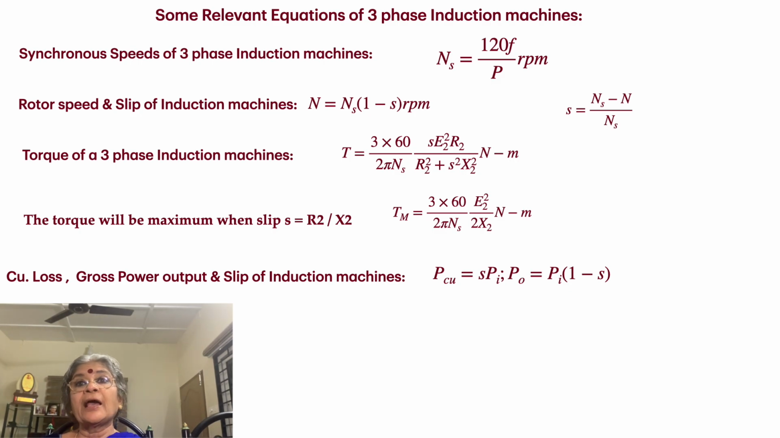We also have the current given by E2 divided by the square root of R2 square plus s square X2 square. So in total, torque is given by 3 into 60 divided by 2 pi ns, multiplied by s into E2 square into R2 divided by (R2 square plus s square X2 square). So this is one formula that we need to remember, and we will be using it soon enough.